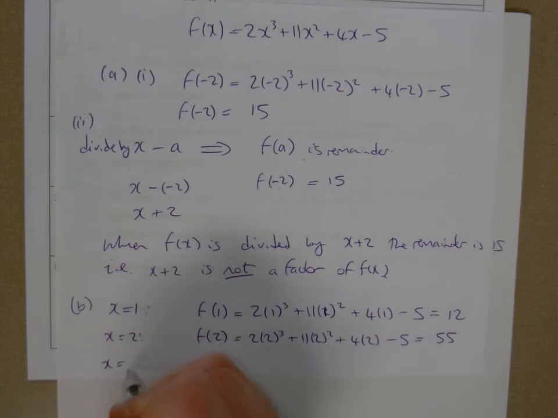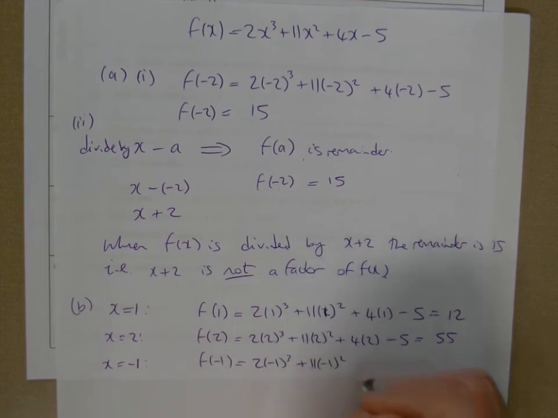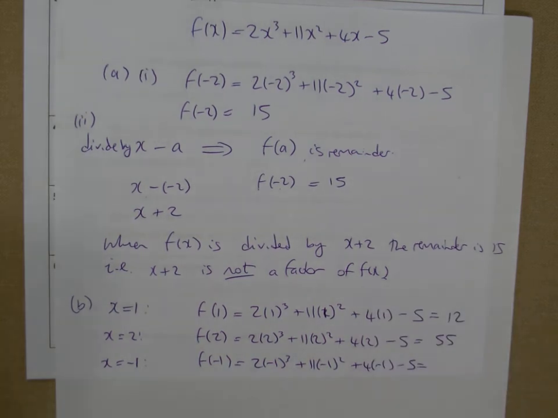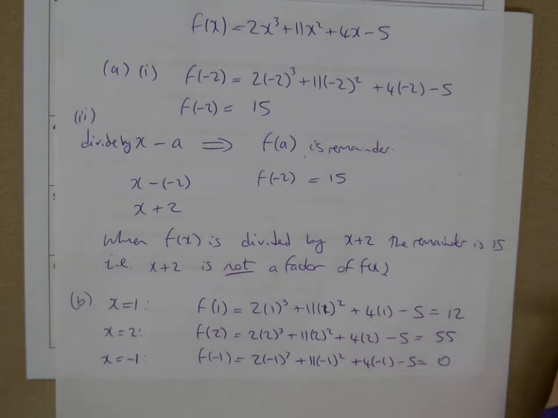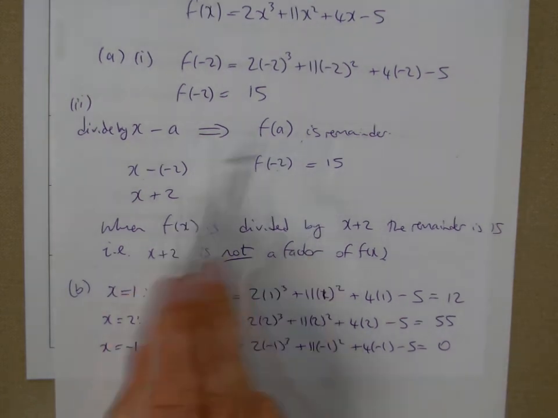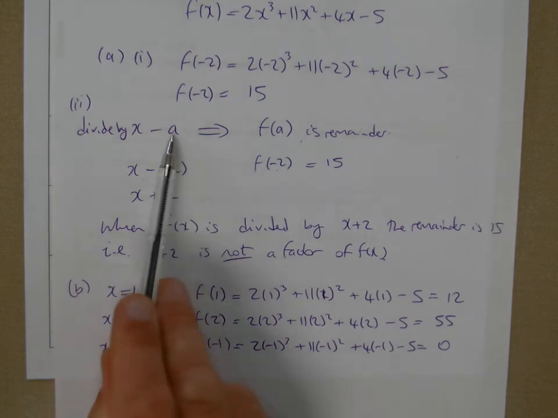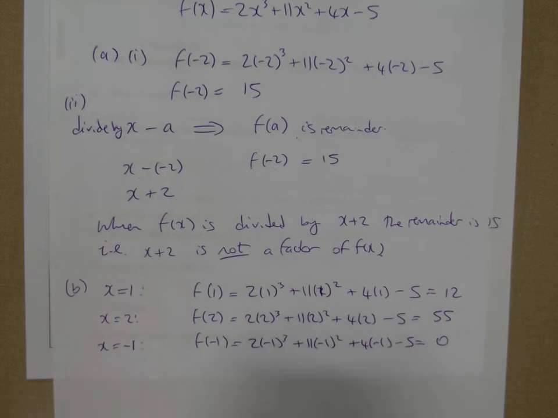Let's try x equals minus 1. Let's see if that works. If I do that, what have we got? We get minus 2 plus 11 minus 4 minus 5, and it comes out as 0. Hey, hey. So if x is minus 1, and remember going back to the remainder theorem up here, if a is minus 1 here, we put minus 1 in there, so you'll end up having two minuses. So a factor will be x plus 1, won't it?